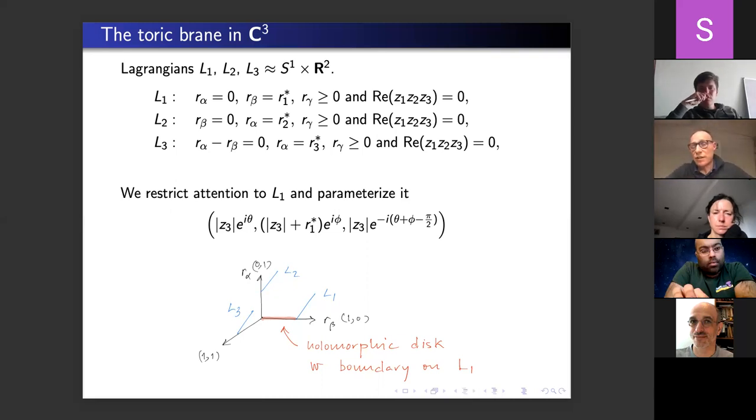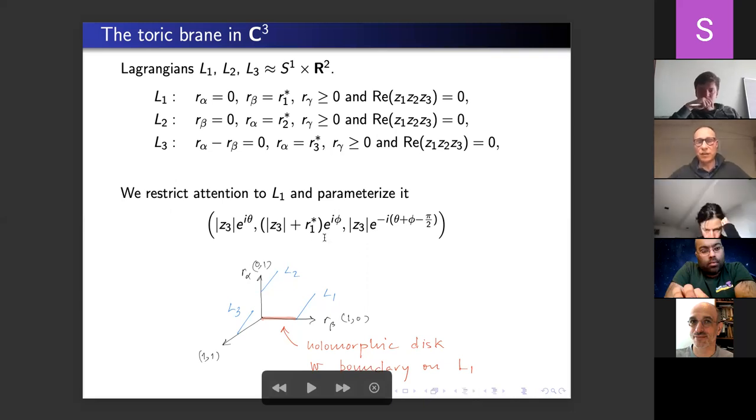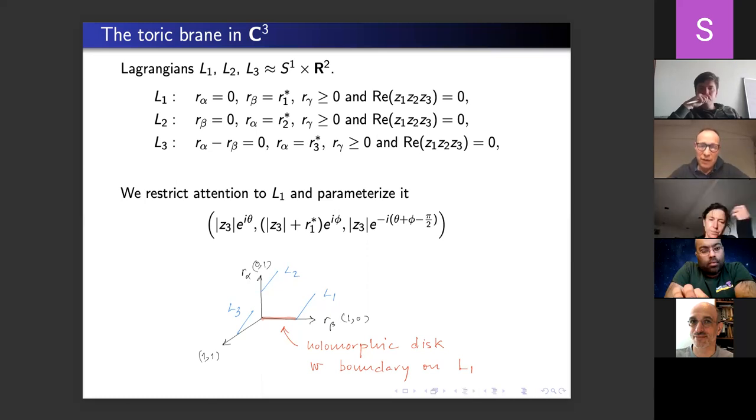So this is an S1 times R2. You see that the surviving S1 belongs to the second coordinate. The other ones collapse somehow. And the standard picture is this picture here, where our Lagrangian is this toric diagram, and L1 is depicting our Lagrangian. It's a line going off of the plane.